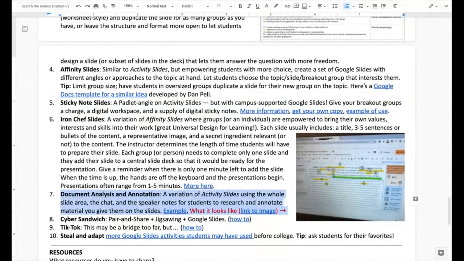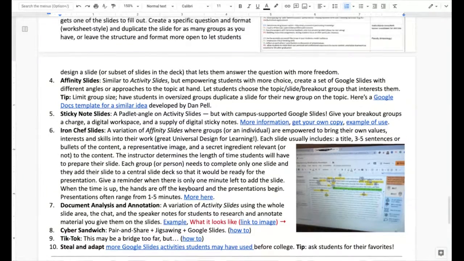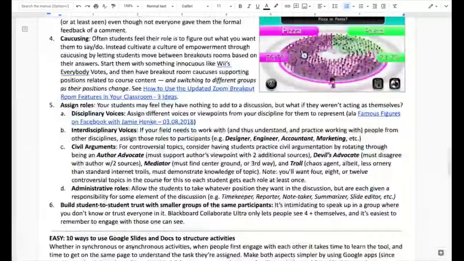They even have document analysis and annotation options. This thing called a cyber sandwich that I've never heard of before. I don't know if you want to do a TikTok, but you can have your students do sort of a TikTok. I'll tell you, those K-12 teachers, they are creative. So there's some great resources there.